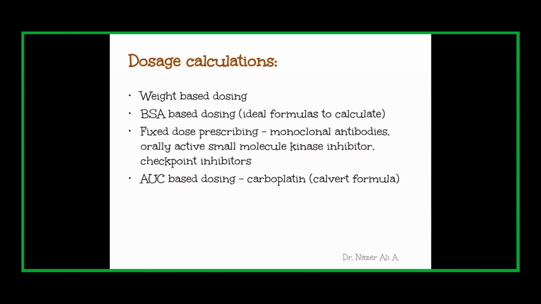So now stepping into the dosage calculations. Usually we will be calculating the dose based on the weight and the body surface area. All the anti-cancer drugs, as per the manufacturer's information and the research, are given as a per meter square dose. For example, if you take rituximab, it is acceptable to give 375 mg per meter square. So with that, we have to calculate.